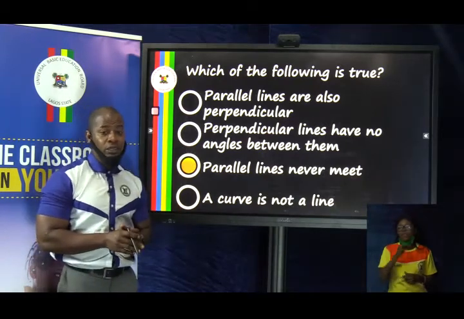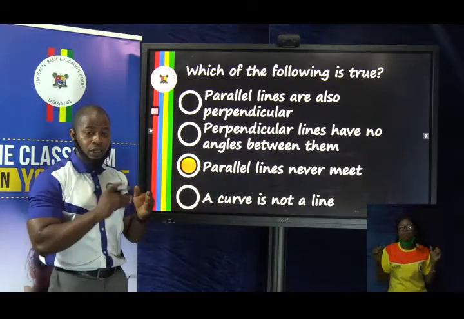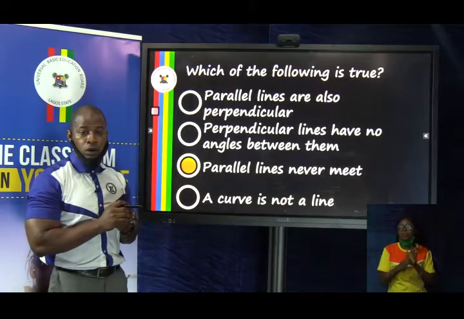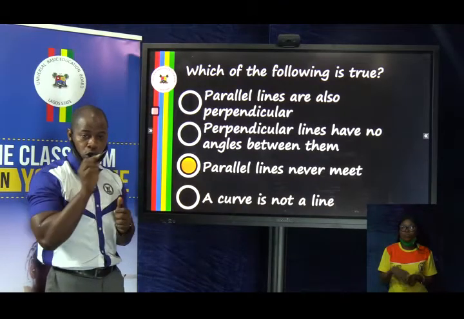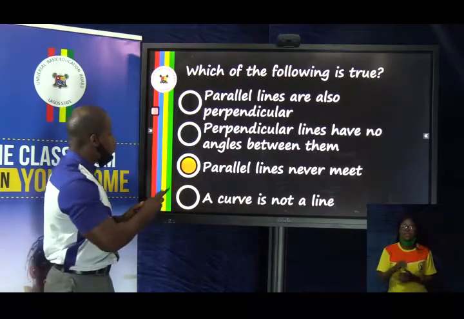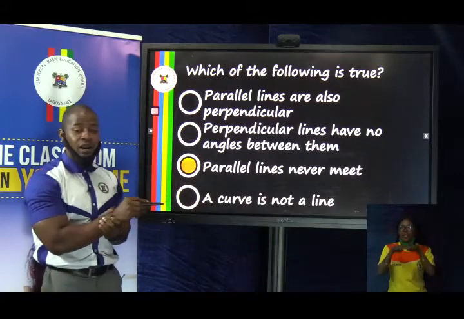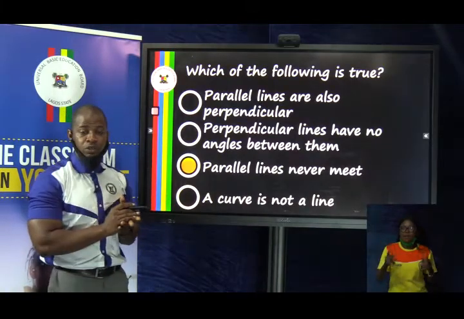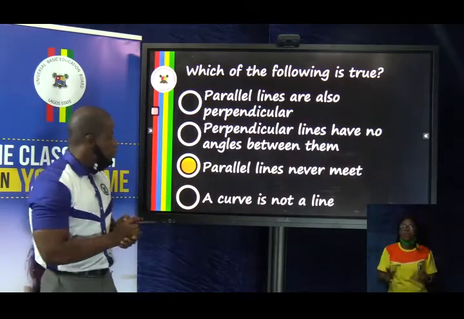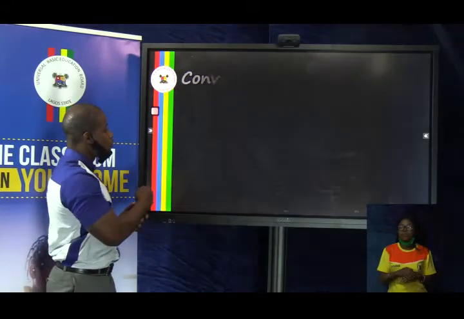A curve is a line, it's just not a straight line. A line joins 2 points. A curve is an example of that. It joins 2 points as well. So the only one that is correct is that parallel lines never meet. They go in the same direction like the lines of your book. All right, so let's move on.